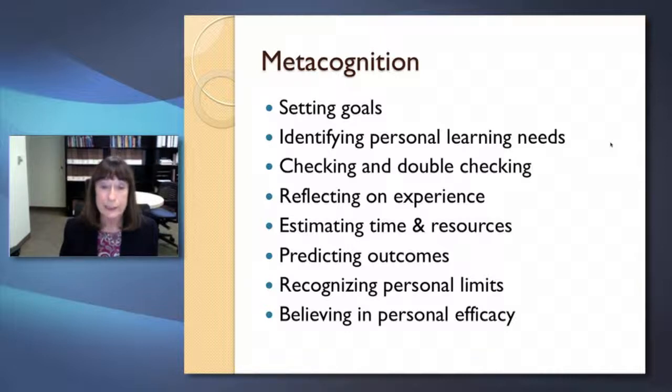Predicting outcomes, so understanding our own ability to work with probabilities, to know where those probabilities come from, and to be aware of any biases, such as those we talked about earlier, that might get in our way when we're truly trying to predict the next best step and what might happen.